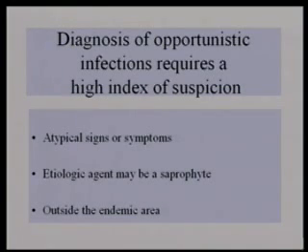The problem here now is because everything I taught you before is different in these diseases. You have atypical signs or symptoms, but not the usual. The etiologic agent may be a saprophyte, so, okay, hey, this wasn't on the list. This is not a pathogen. Well, it is for this patient. And they may be outside these endemic areas we talked about.